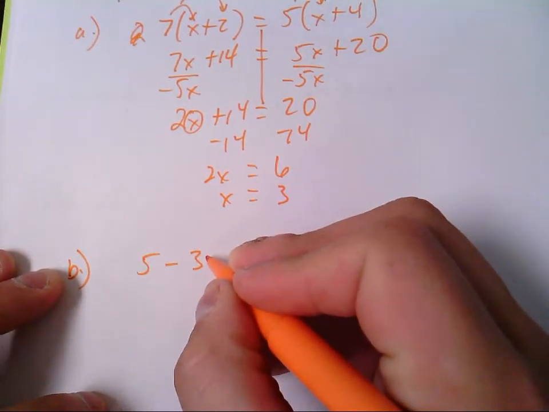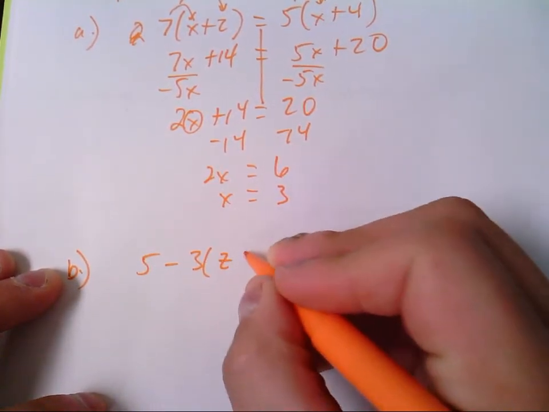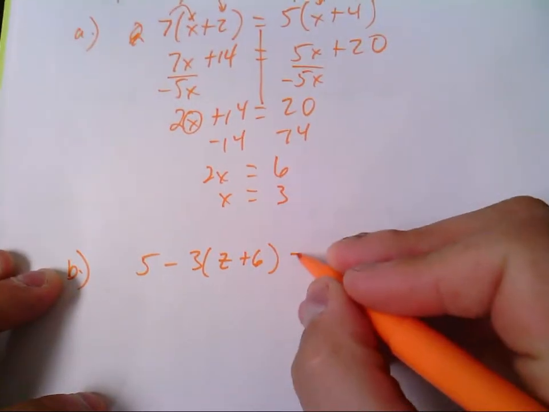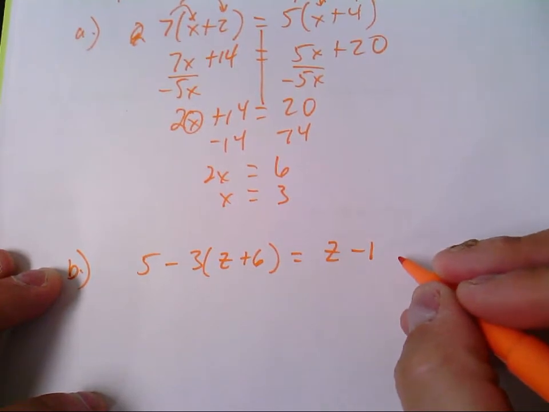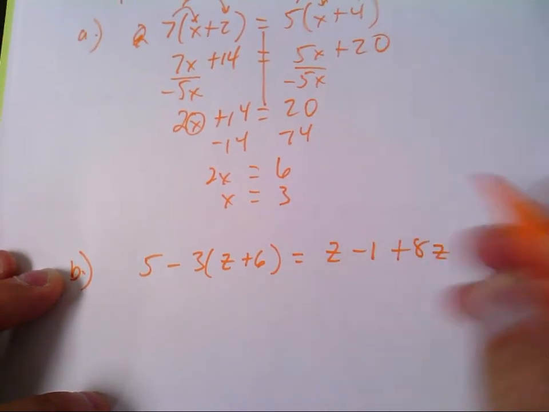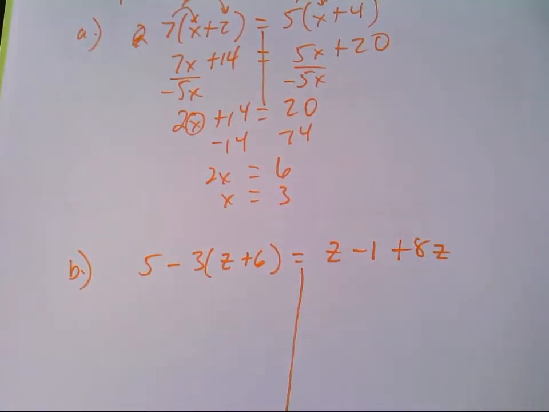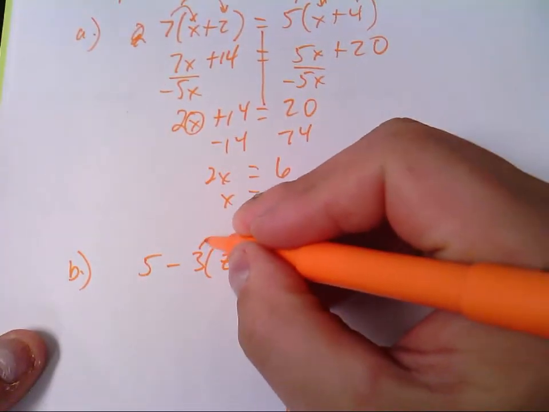5 minus 3, then in parentheses, z plus 6 equals z minus 1 plus 8z. All right, now I'm going to split this right down the middle. What we're going to do is look to simplify on both sides. So we're going to look at the left side, we're going to look at the right side, and we're going to do the simplifying. So on the left side, I can distribute.